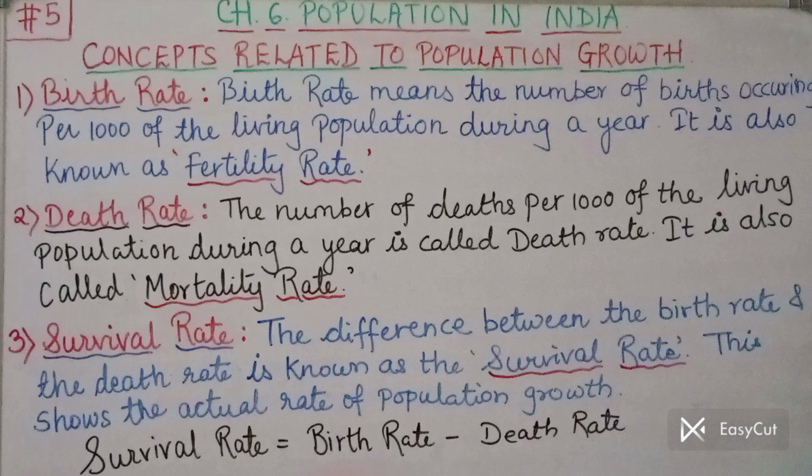So today we learned three very important concepts related to the population growth. Those are birth rate, that means we are considering births occurring per thousand of the living population during a year, also known as fertility rate. Death rate, also known as mortality rate. And we have seen survival rate, which is the difference between the birth rate and the death rate.